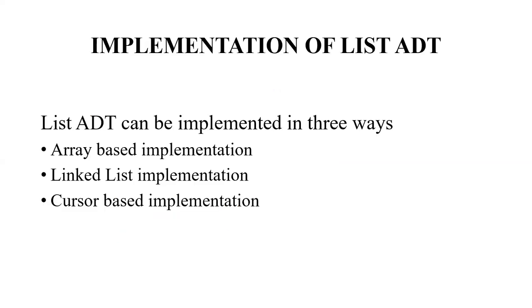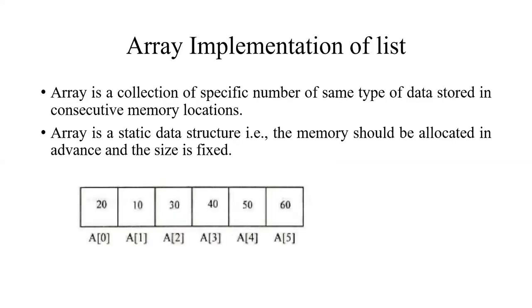Let us see the implementation of list using array, linked list, and cursor-based implementation. Now let us see how the array implementation of list is going to be done. Array means it is a collection of a specific number of same type of data stored in consecutive memory locations. Array is a static data structure. That is, the memory should be allocated in advance and the size is going to be fixed.